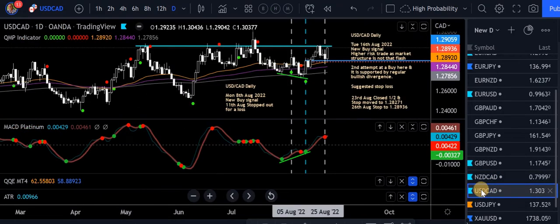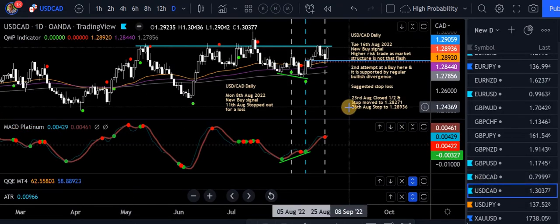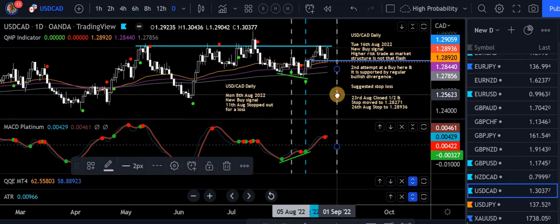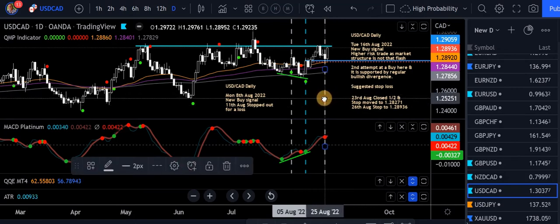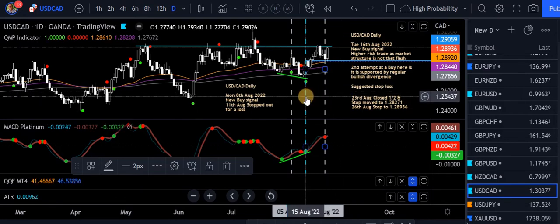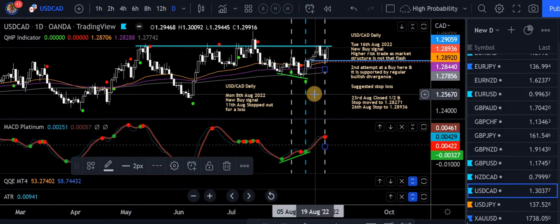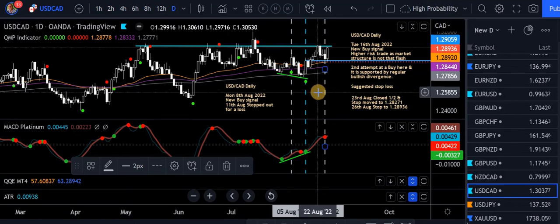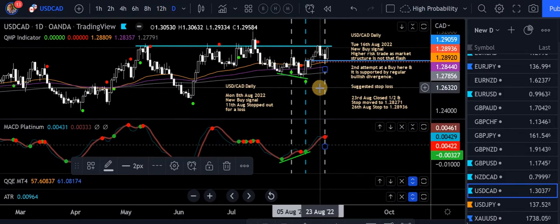USD CAD, what are we in? We're in a buy, and it wasn't stopped out. No. Hang on, what have we got? So we're in a buy here. 23rd of August, closed half. So I call all these. Remember, I call all these in my Facebook group. So there's no fudging these.